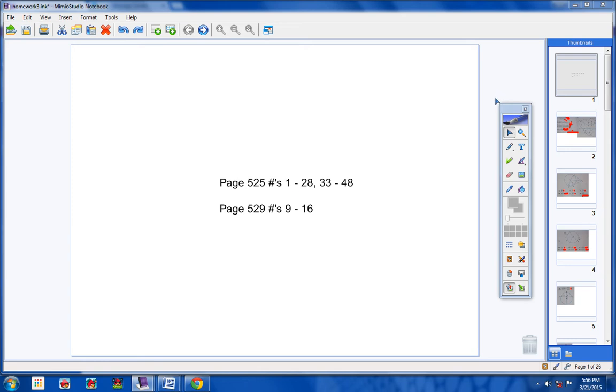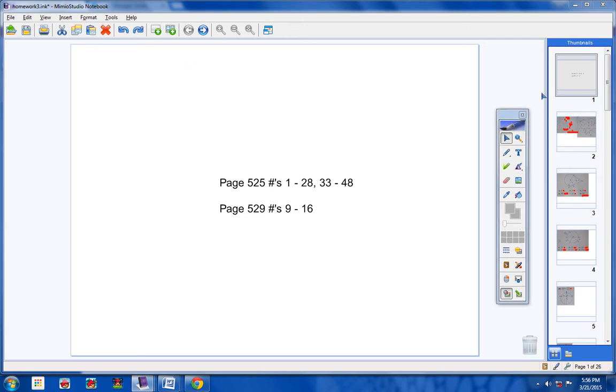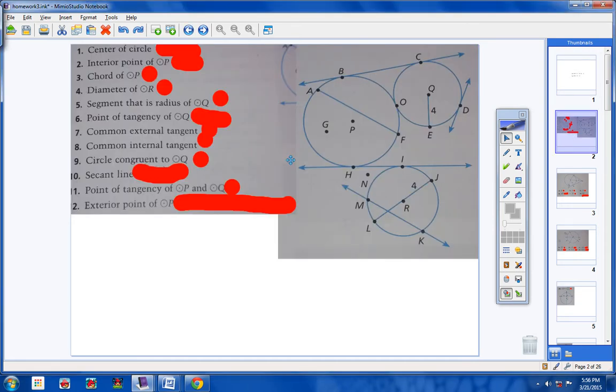Students, welcome to the review sheet help video. Let's go ahead and get started with these problems and see if we can get you guys a little help. On page 525, the first ones, numbers 1 through 12, are these problems right here. Let's see if we can help locate these, okay?